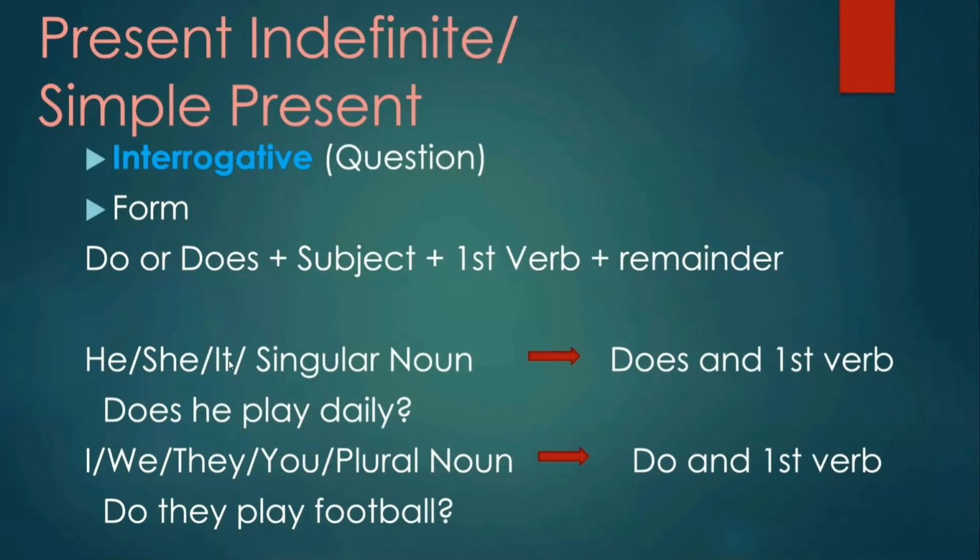For he, she, it, or singular noun, we use does and first verb. For example, does he play daily? Question mark. Does plus he is a subject plus first verb play plus remainder. For I, we, they, you or plural noun, we use do and first verb. For example, do they play football? Do plus subject, which is they, plus first verb play plus remainder.